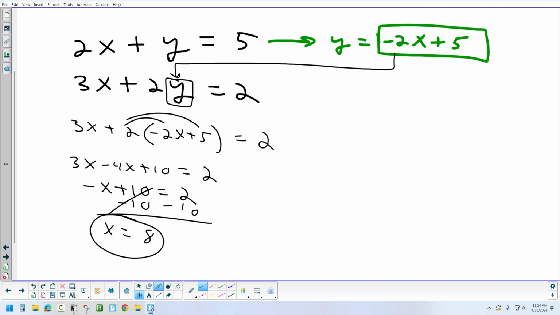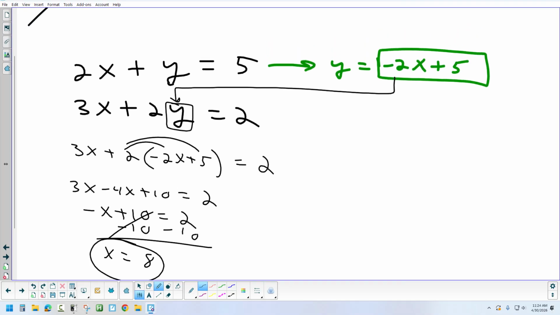So we've got x. What else do we need? y. And where should we plug this back in to find y? Which equation? Yeah. The first one. You said 2x plus y equals 5. So you want to plug it in right here? Yeah. Okay, you could plug it back in there. Where else could we plug it back in? The second equation. Can you read the second one to me? Yes. 3x plus 2y equals 2. Okay, so you could plug it back in there.